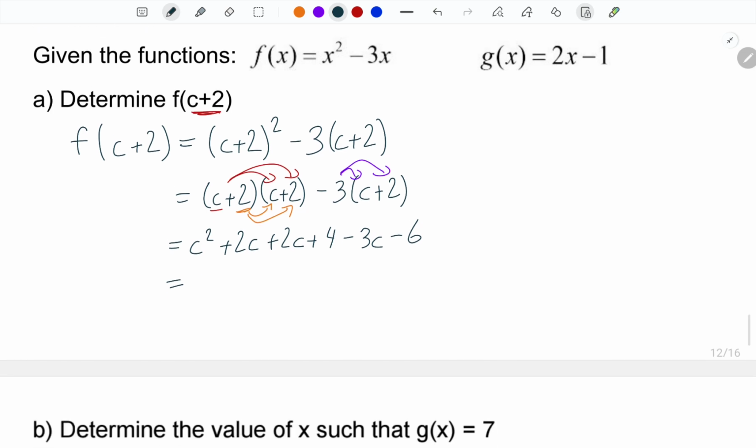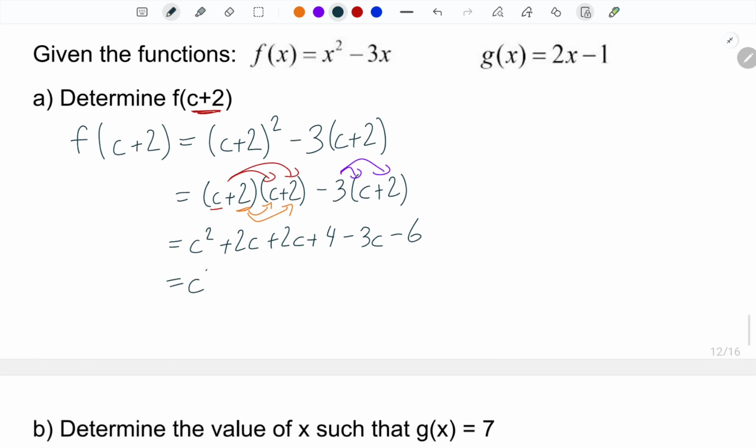And then just combine your like terms. So c squared, there's nothing like that. 2c and 2c minus a 3c leaves you with a single c. And then 4 minus 6 leaves you with minus 2.